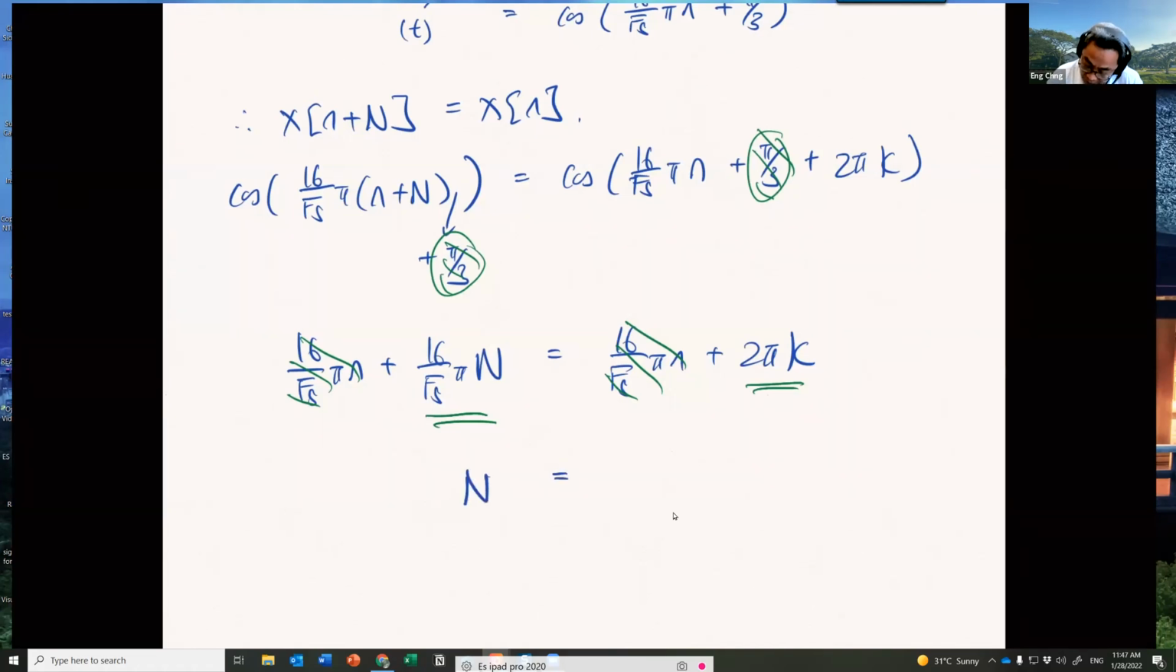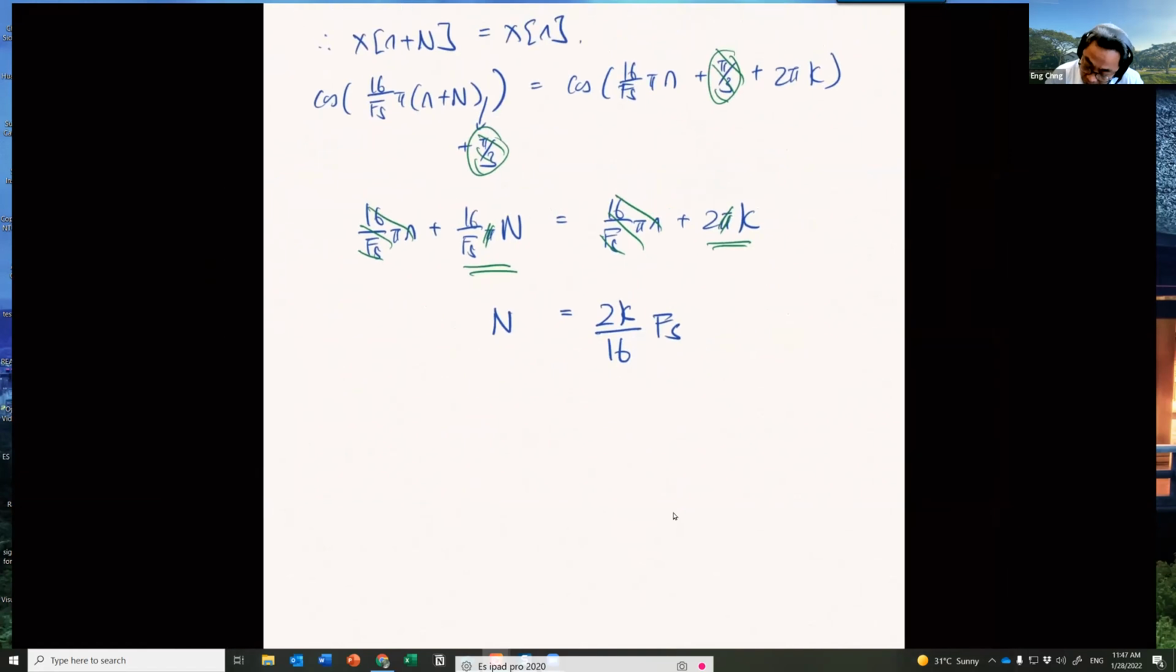So we say N equals, the pi is also gone, right? Pi cancels. Okay, so now it is 2k divided by 16 times fs. So remember, this is the trick, N must be an integer. k must be an integer. So what do you do? Right? So if k is an integer, 2 over 16 is 1 over 8. That's not good enough, right?